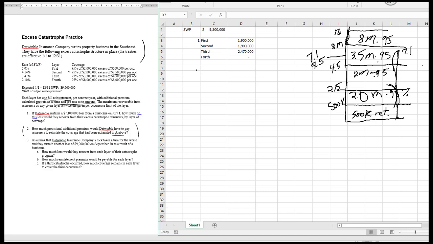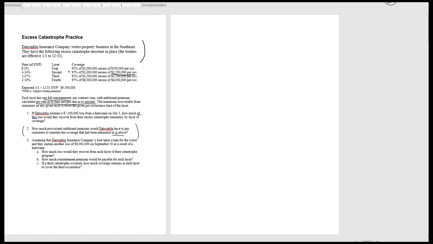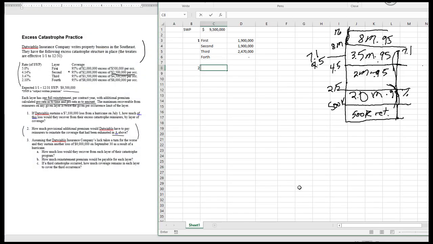The first thing that we need to do then is to calculate the initial premium. And the way we do that is to multiply the rate here for each layer of coverage times the subject written premium, which is the premium that is actually subject to the contract. In other words, the premium that the cedent has collected that apply to the treaty. And so that's $9.5 million. So let's calculate the initial premium for each layer of coverage.